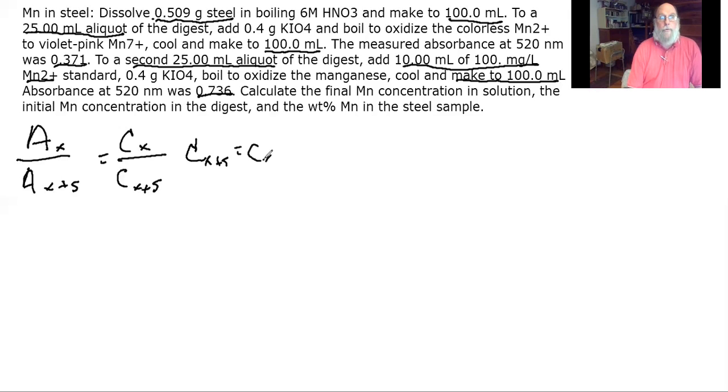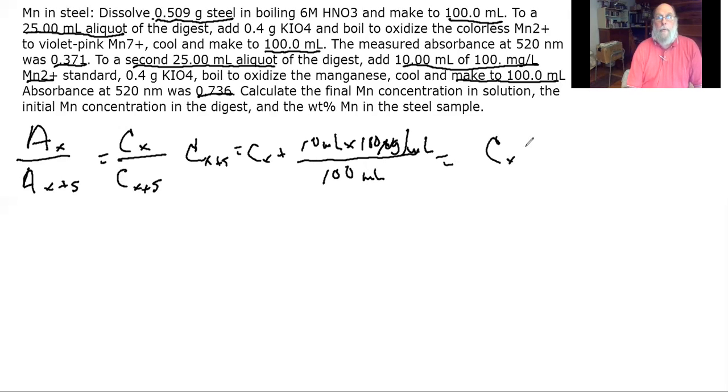It's going to be equal to Cx, which is still unknown, plus 10 mLs times 100, let's make it microgram per mL, divided by our final volume, 100 mLs. And that's going to be equal to Cx plus 10 microgram per mL. We'll leave the units out for now for convenience.